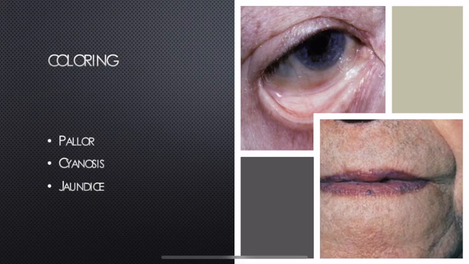It can be difficult to pick up some of these changes, so we look at the palms, where the skin is lighter. We look at the eyes and the whites of the eyes and the conjunctiva and the mucous membranes because they're lighter and it's easier to see these changes.